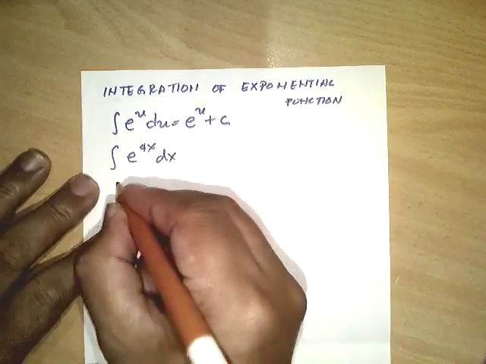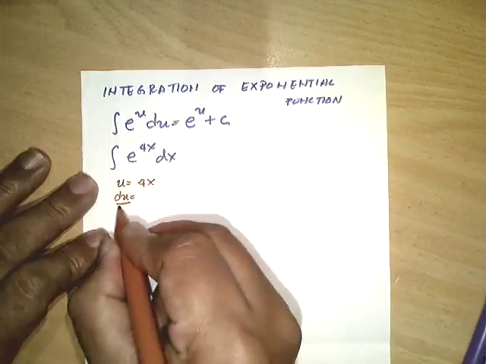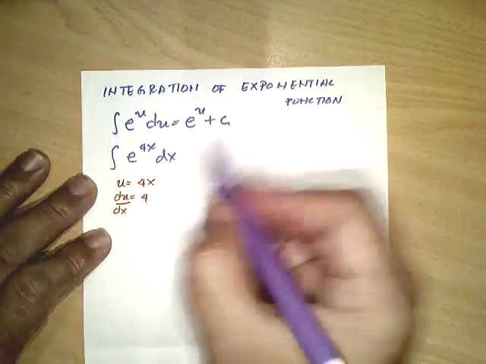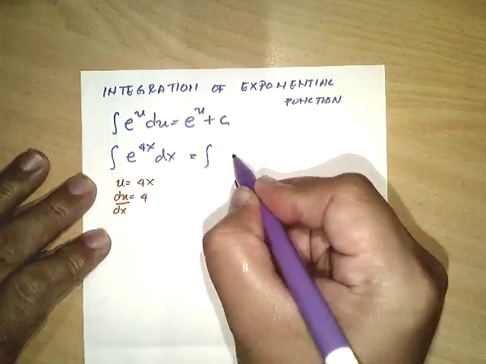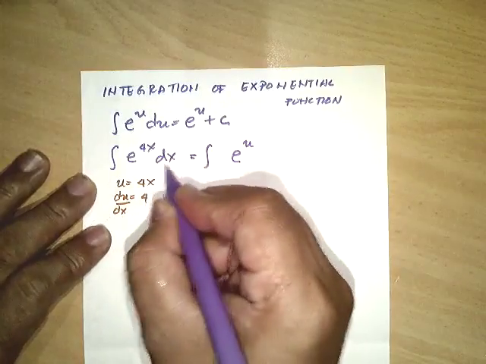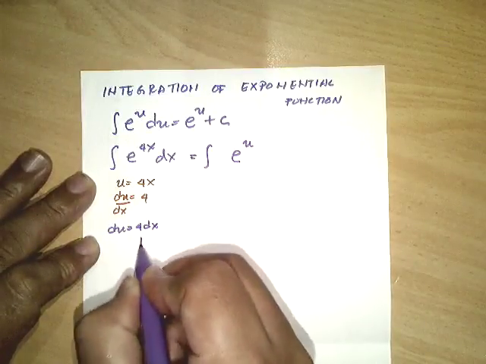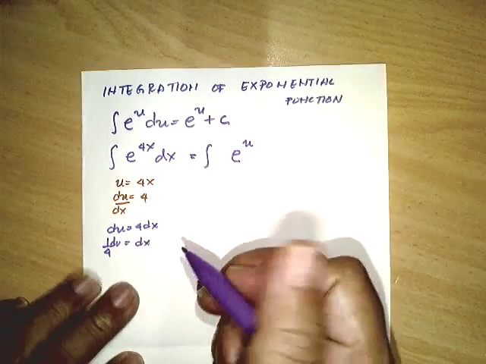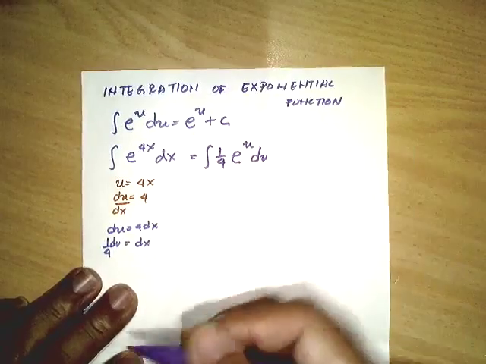So if you let your u be 4x, the du with respect to x is equal to 4. Therefore, by substitution, copy the integral, you have here the e, 4x is u, and you want an expression for dx. From here, you can see that du is equal to 4 dx, so dx is equal to 1 over 4 du. So that is now du times 1 over 4, which is your dx.